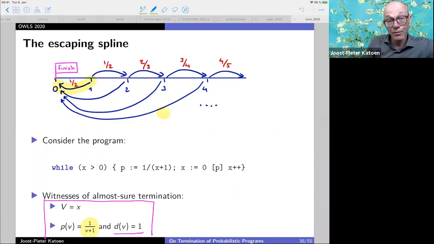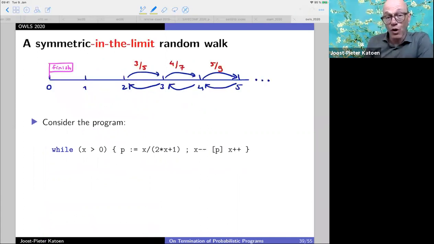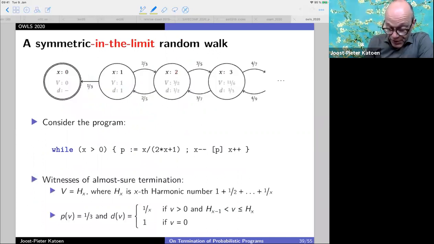And similarly, you can prove things like the symmetric and the limit random walk, like this, where now the function V is a bit more difficult. It's a harmonic number. So it's the x-th harmonic number. It no longer suffices to look at the position along the line. The probability now turns out to be constant. This comes from this 1/3 over there. And the decrease is now a function depending on x. The decrease is basically 1 over x, for every v which lies between two harmonic numbers.